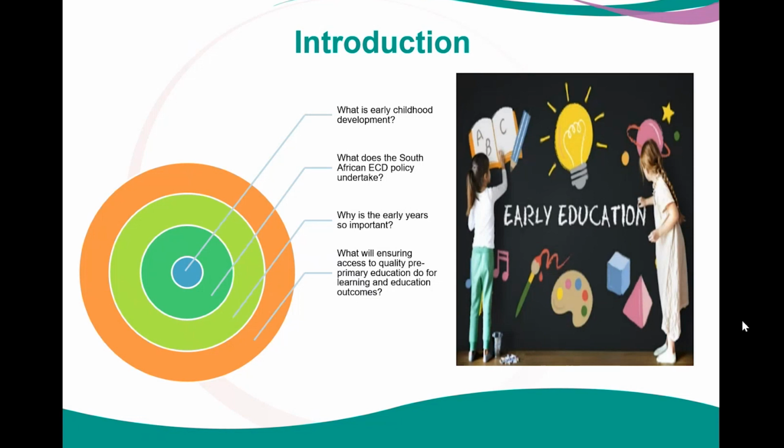So let's look at early education, an introduction basically. So what is childhood development? In South Africa, early childhood development is defined as an umbrella term that applies to the policies by which children from birth to at least 9 years old grow and thrive physically, mentally, emotionally, spiritually, morally, and this is part of the Department of Education that you would find this definition. What does the South African ECD policy undertake? Remember, the South African ECD policy undertakes to provide all children with access to quality ECD services.